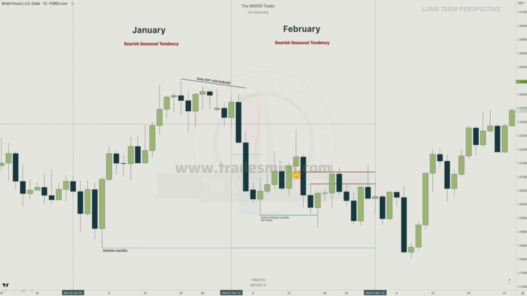So we have a premium array. If we take this range high to this range low, right, price trades back into it, comes back one more time over here, continuing that bearish seasonal tendency, hitting a higher time frame POI and then eventually taking out that sell side liquidity.